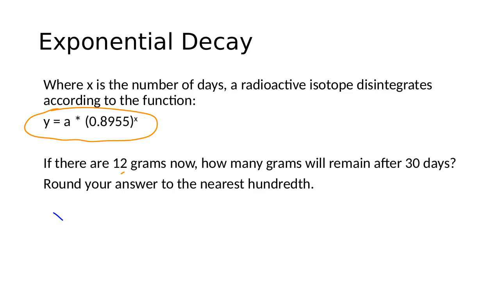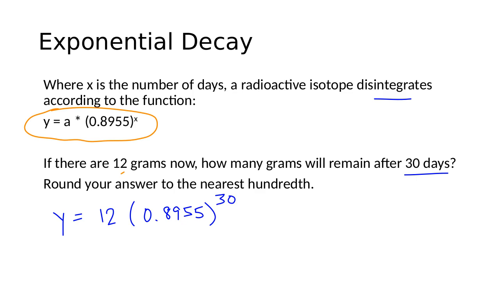Let's see, that'll be y is equal to, there's 12 now, my decay factor, and I know this is a decay factor because it's less than 1, and because I was told that this radioactive isotope disintegrates, so it's becoming less and less radioactive over time. And this is after 30 days, so I'm going to put 30 in for x, and now we just need to evaluate the right-hand side to have our answer.